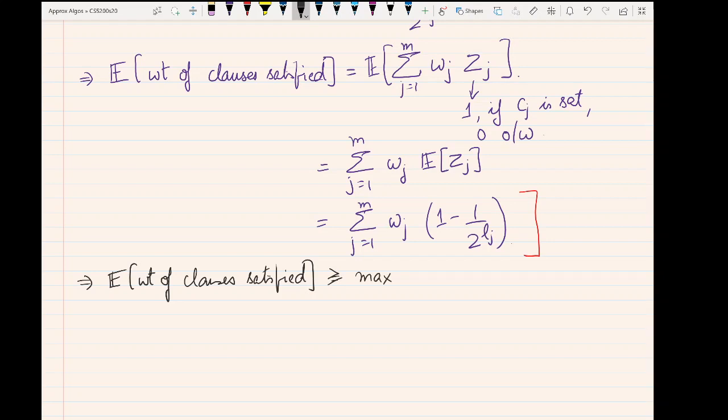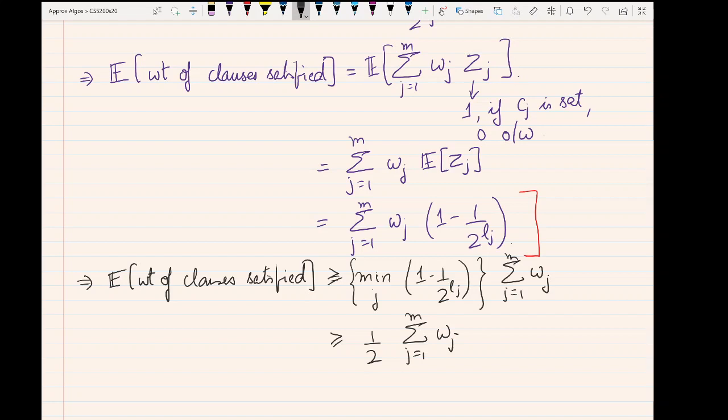the minimum over j of 1 minus 1 over 2 raised to Lj times summation j equal to 1 to m wj, right? And since Lj is greater than or equal to 1, that is the length of any clause is at least 1, we get that this is greater than or equal to half times the sum of weights of all clauses, which is greater than half times the optimum. Okay, so this gives us a randomized half approximation.